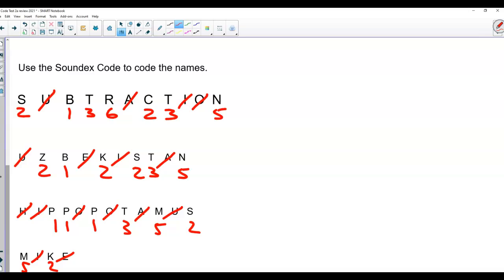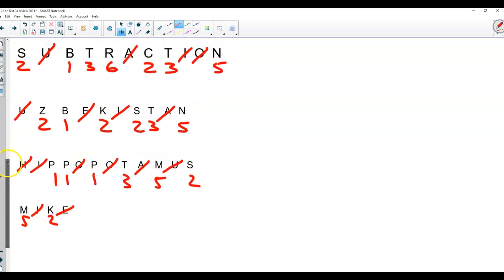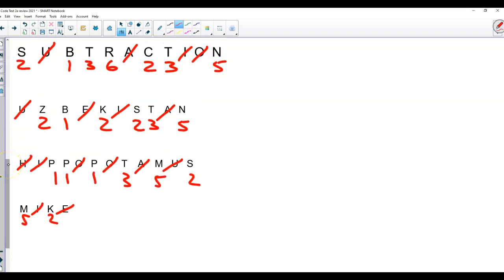If 2 or more letters with the same numerical vowel are adjacent, omit all but the first. So this is what they mean by that. That's why you have to be aware of the vowels. These 2's are not adjacent. There's a letter in between them. We don't omit the second or third ones here. Okay, so there's nothing in the top 2 where there's numbers directly in a row.